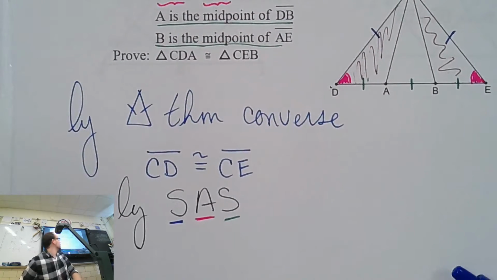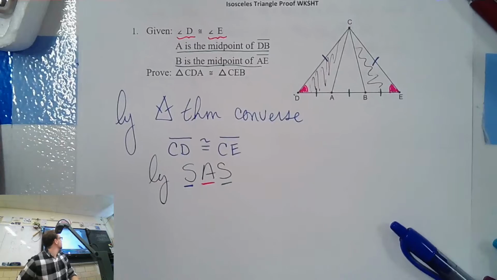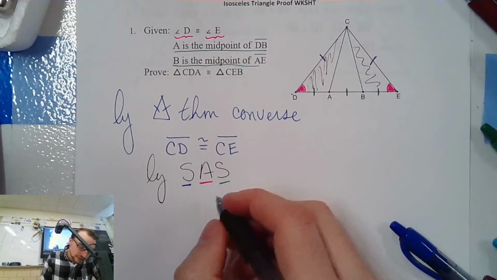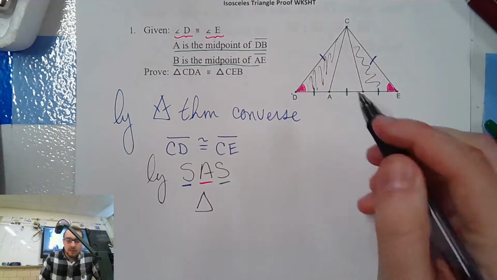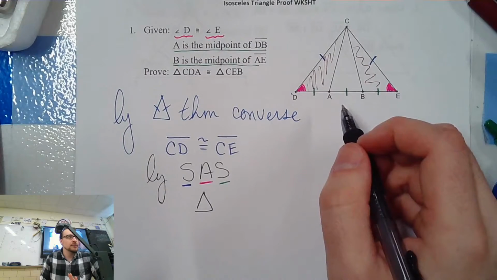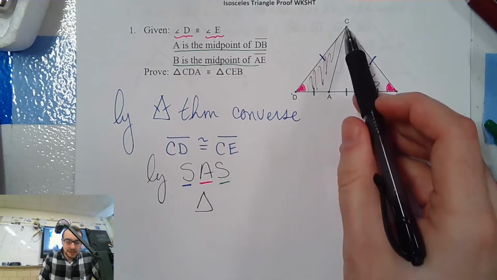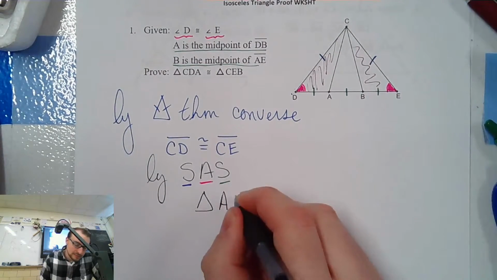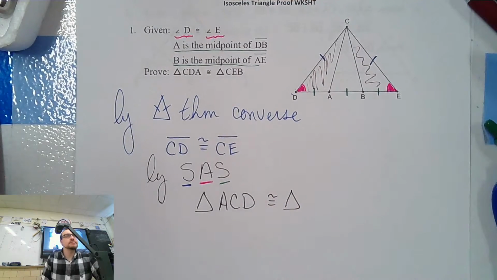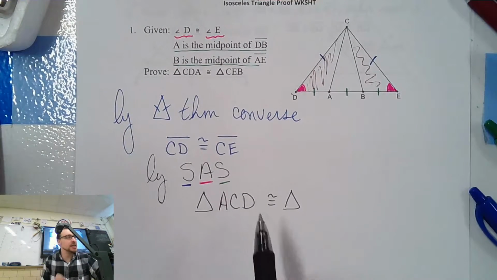Sorry, I'm very zoomed in right now. There we go. By side, angle, side, I know that the triangles are congruent, so I'm going to write that. Triangle. When I write my first triangle, I always try to do it in alphabetical order. You don't have to, okay? A, C, D would be alphabetical order. It just makes it easier for grading if we're all consistent. But you don't have to be. You could have written DCA or CAD or whatever you wanted here.